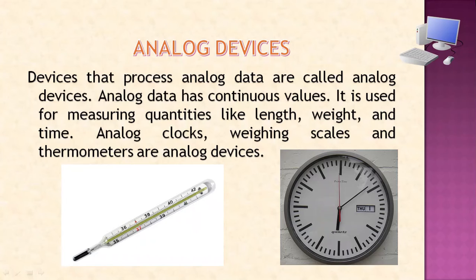Our next topic is types of computing devices. We have two types of computing devices, analog and digital. First is the analog device. Devices that process analog data are called analog devices. Analog data has continuous value. It is used for measuring quantities like length, weight, and time. Analog clocks, weighing scales, and thermometers are analog devices.